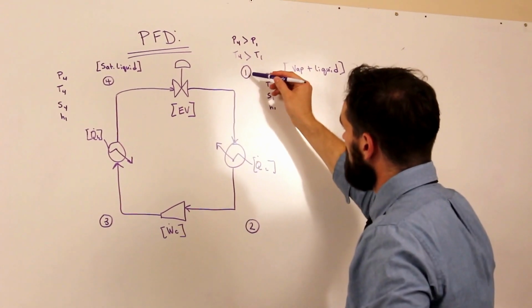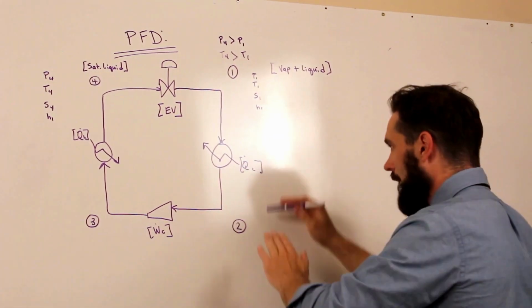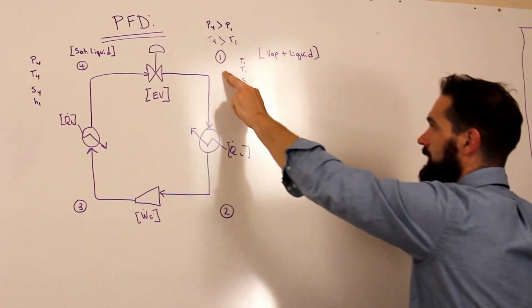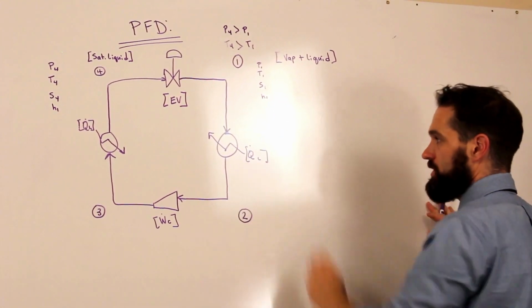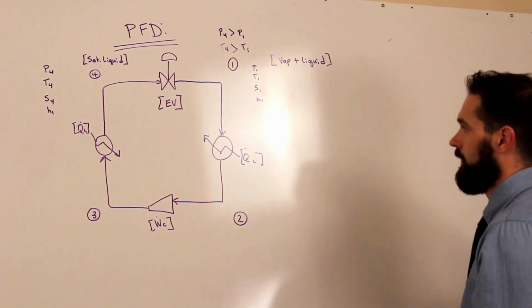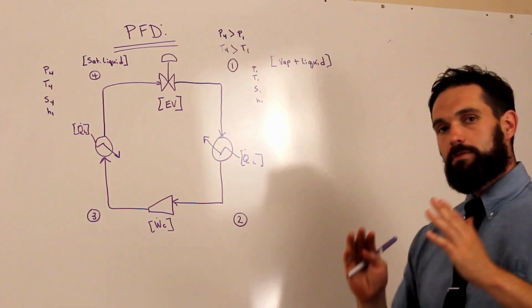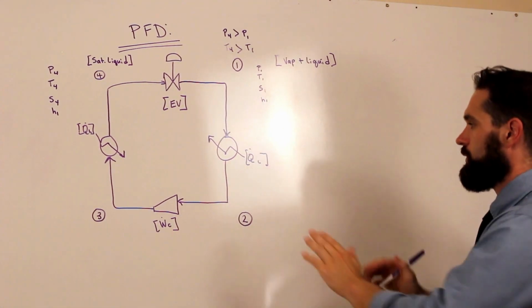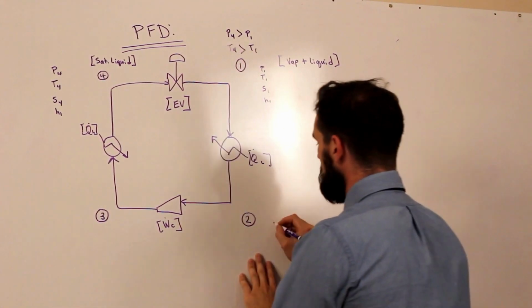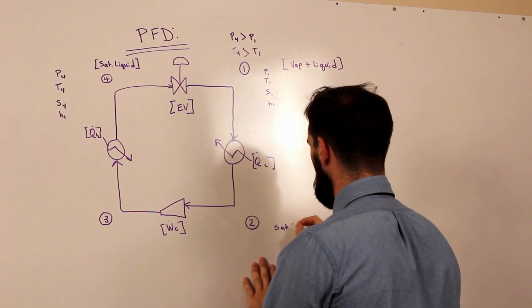So now let's look at going from state 1 to state 2. What's happening here? Well, as we come from state 1 to state 2, we go through this exchanger here, the evaporator. And ideally, if you designed your evaporator and your system correctly, what you would want to wind up with is saturated vapor here at state 2.